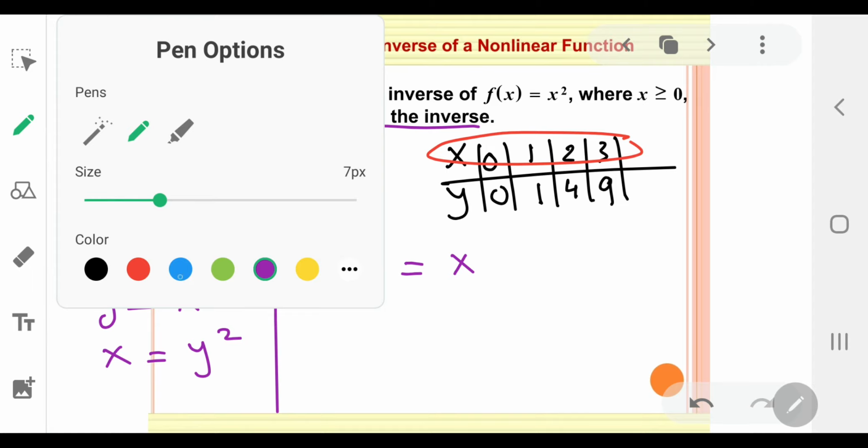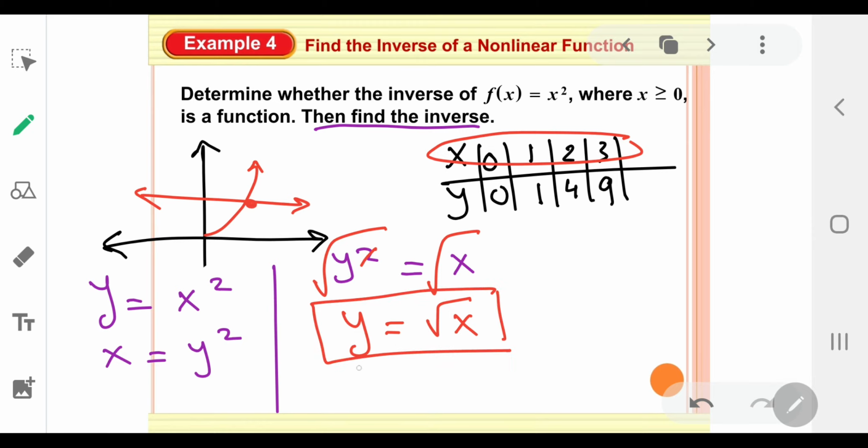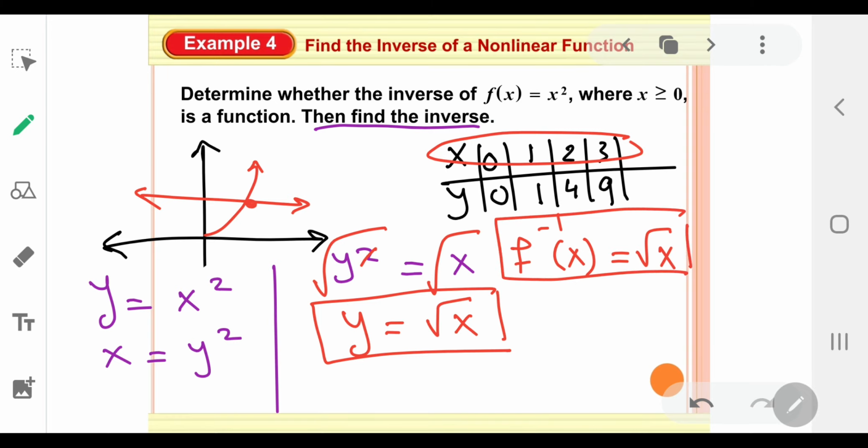by finding the square root of both sides to get rid of this power 2. So y will be the square root of x. And yes, it is a function. Remember to use the inverse function notation. Instead of y, I will write f inverse of x. f inverse of x is equal to root x. This will be the ultimate correct answer.